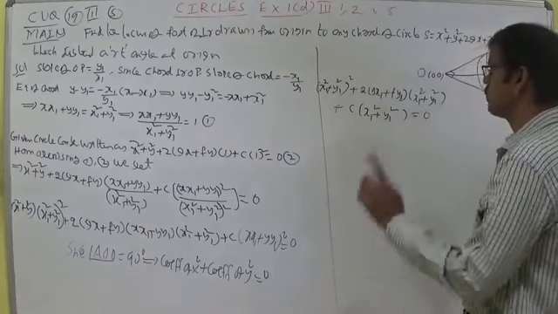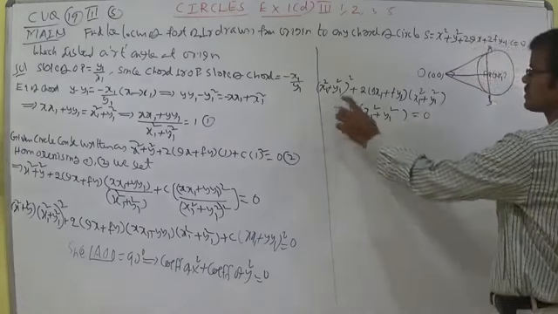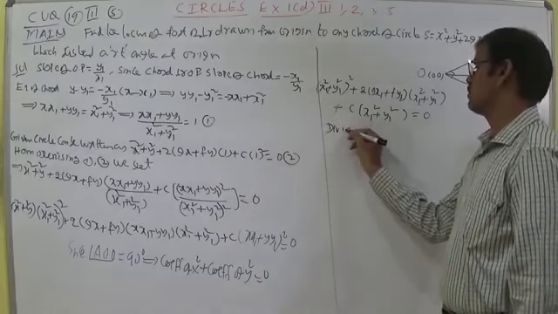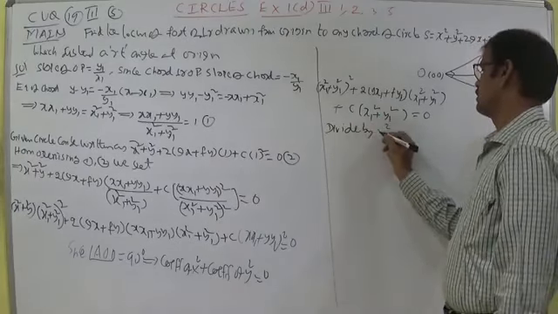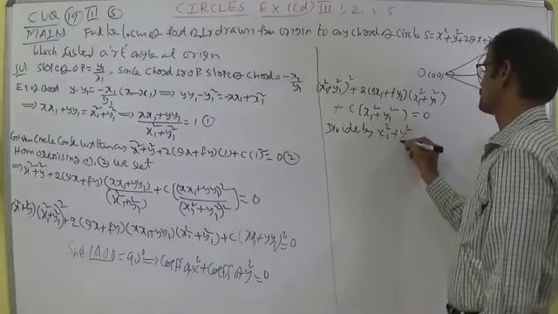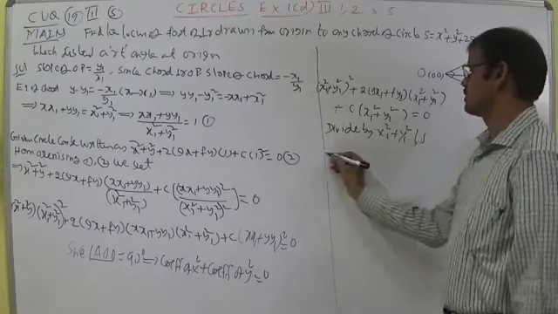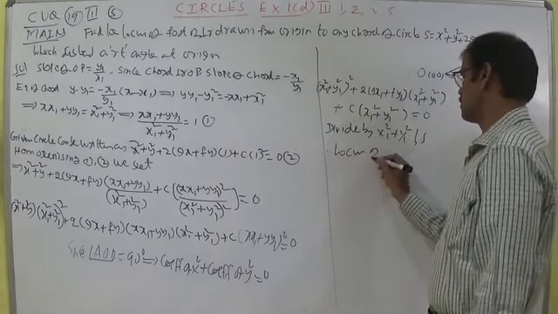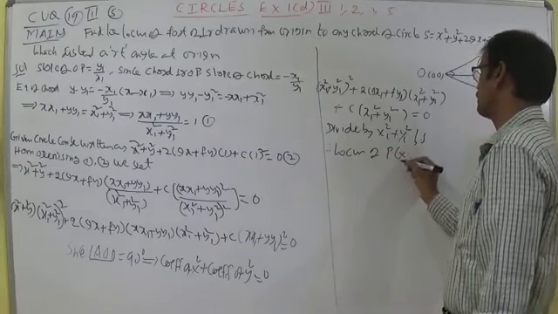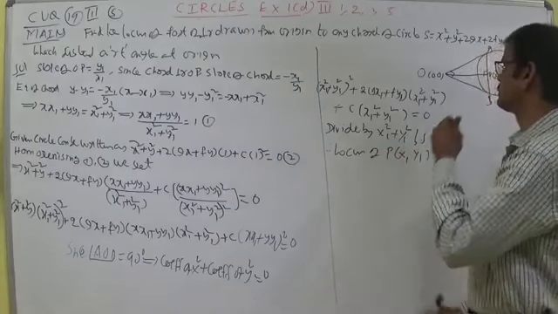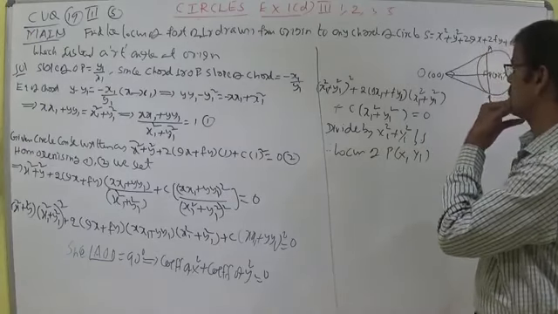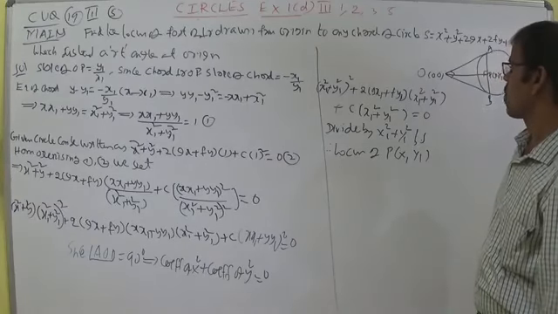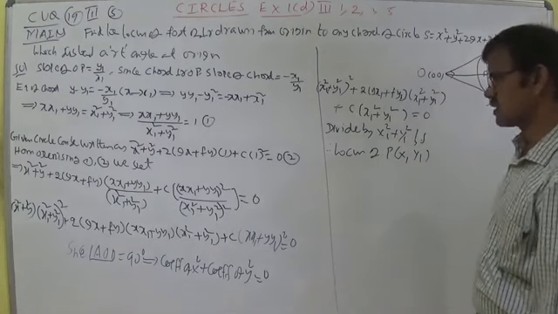You can write. Now you can do one thing. For everything x1 square plus y1 square common is there. So you can write divide by x1 square plus y1 square both sides. That implies. Therefore locus, you write locus of P(x1, y1). Locus of P(x1, y1). x1 square plus y1 square plus again circle we got.